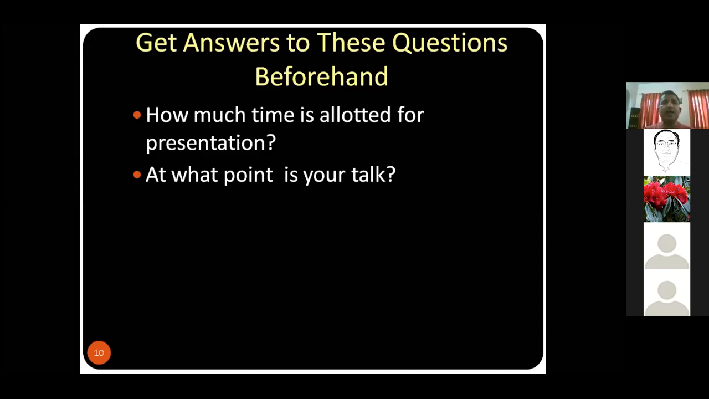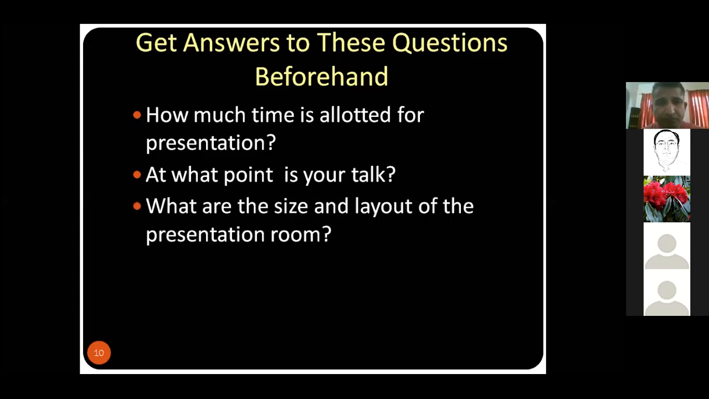Next important thing is, at what point is your talk? If your talk is first in the morning, then you have to get there early, and everybody will be very attentive to your talk. If your talk is scheduled right after lunch, maybe half of the audience won't be there. You have to prepare extra for that. So it is also very important to know at what point your talk is scheduled.